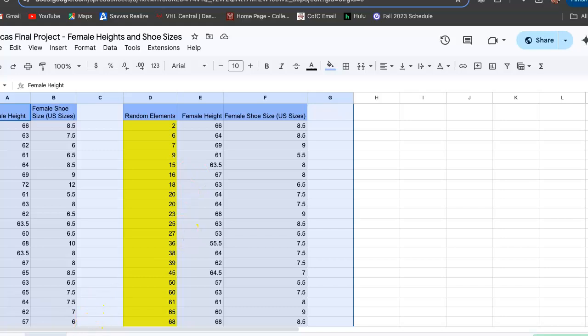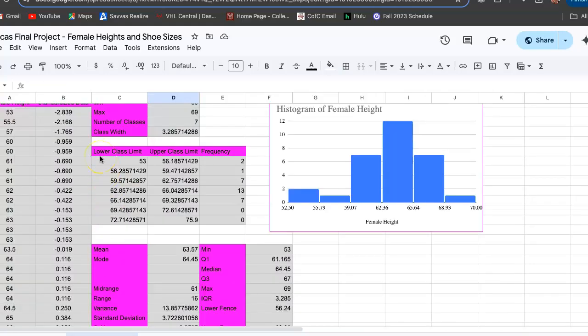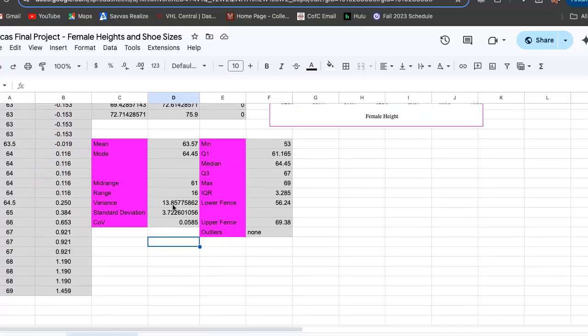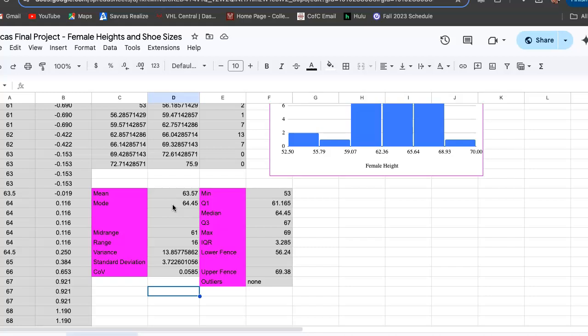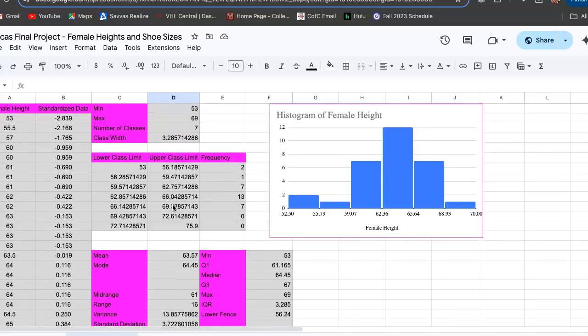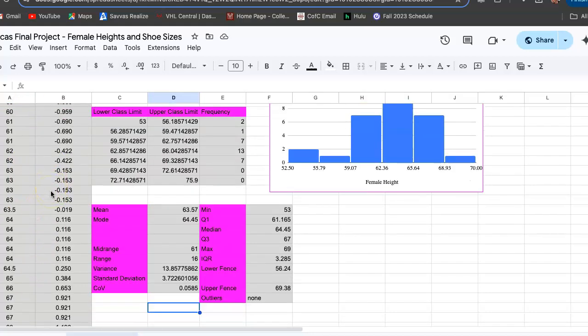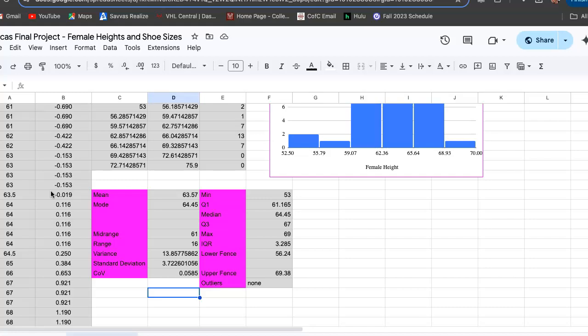Let's start with the summary sheet where I've organized and analyzed the data. Here I've standardized the data and ordered it from lowest to highest to make it easier to interpret. The minimum height in the data set is 53 inches and the maximum height is 69 with a range of values in between. So the lower fence I calculated to be 56.24 and the upper fence to be 69.38. Looking at the raw data and comparing it to the fences, we can confirm that no outliers exist as all values fall within this range.